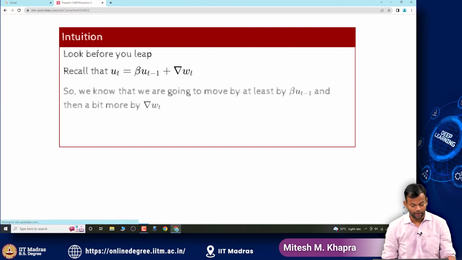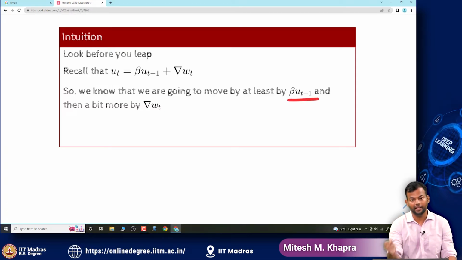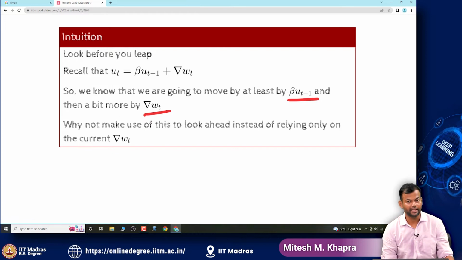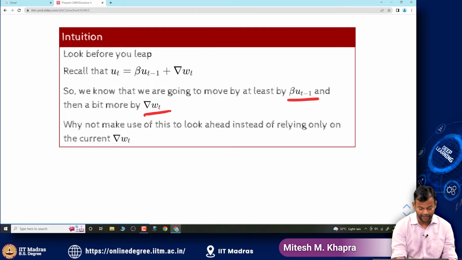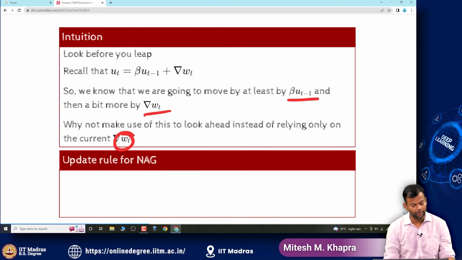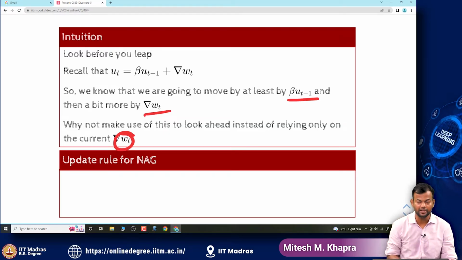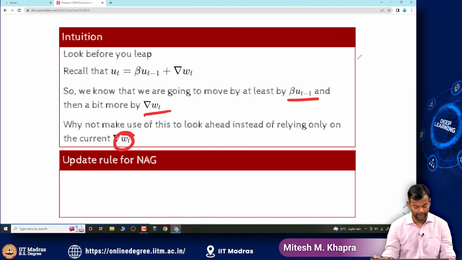We know that we are going to move by at least this quantity and then a bit more by this quantity. That's what I just said. So why not make use of this and look ahead instead of relying on the current gradient? So that's what this means. Once I explain the update rule, maybe it will make sense. If not, I'll still try to draw one more visual which will make it clear.